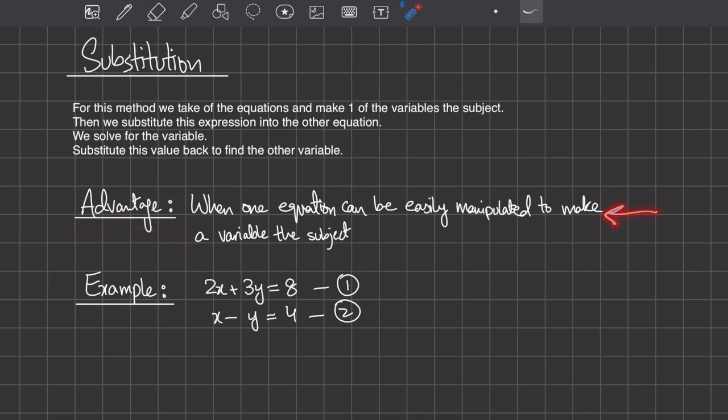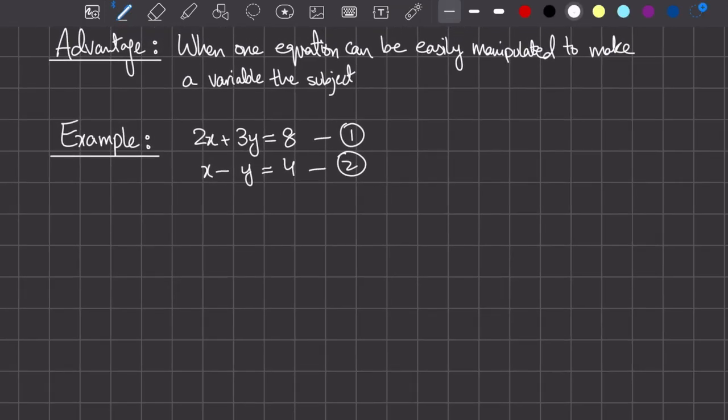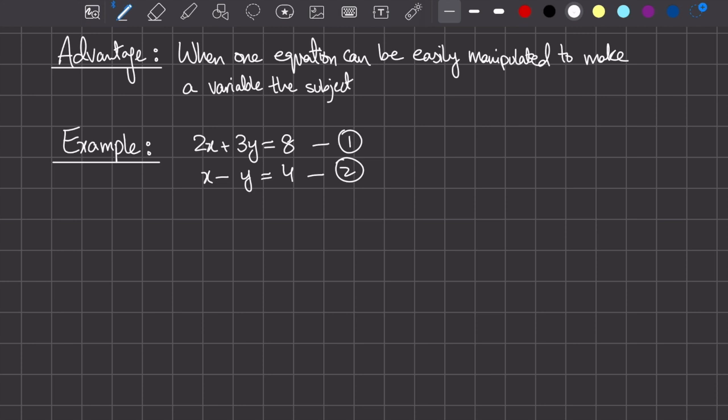For example, let's try the question 2x plus 3y equals 8 and x minus y equals 4. Now, we can see that the second equation is easier to manipulate and make one of the variables the subject. So, let's work with that and try to isolate x. To do this, we simply take y to the other side, where it adds now, and we get x equals y plus 4.